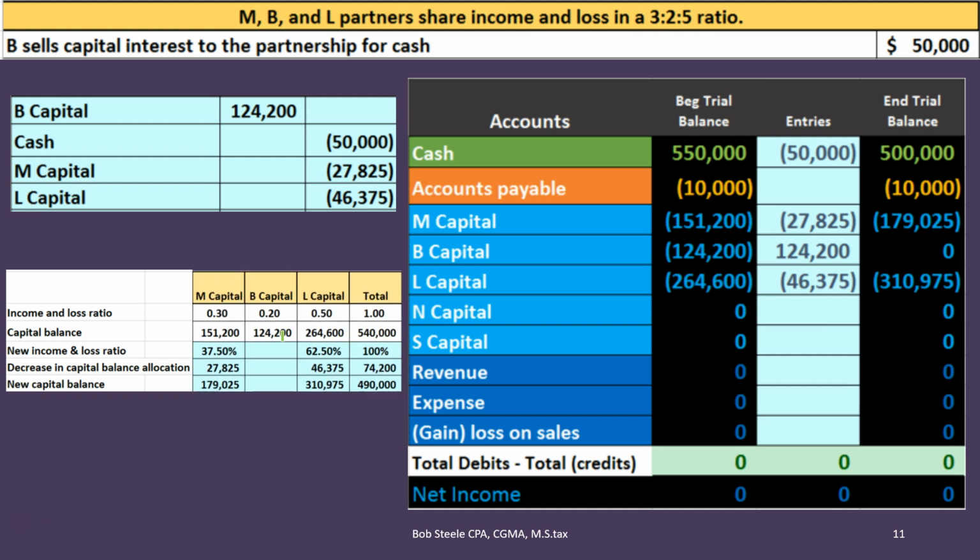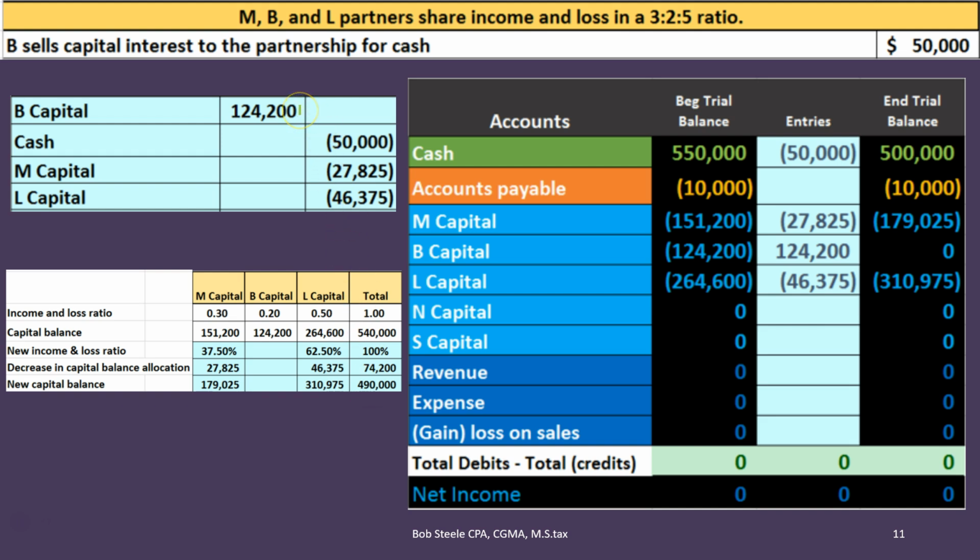All right, so if we take a look at the effect of this transaction on the trial balance, we'll see if it does what we expect it to do. What do we expect it to do? We expect M's capital account balance to end at 179,025, B to be off the books because we have now sold B's partnership and they're not with us anymore. And then L's going to be at a capital account balance of 310,975, giving us a total capital account balance, which is equivalent to the book value of the company, assets minus liabilities, of 490,000.